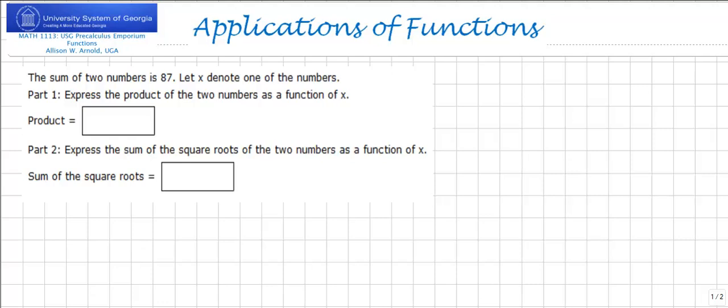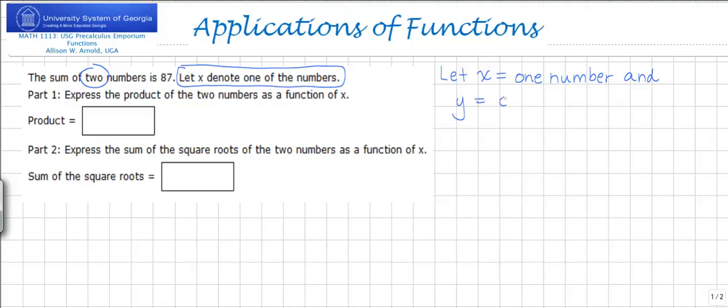Now let's discuss some strategies here. First of all, I want you to be prepared to read a question more than one time, because you're going to need to pick up bits of information each time you read the problem. The first thing I see is that x is one of my numbers and that there are two numbers. So let's just let x equal one number, and let's give the other number a name. We'll call it y.